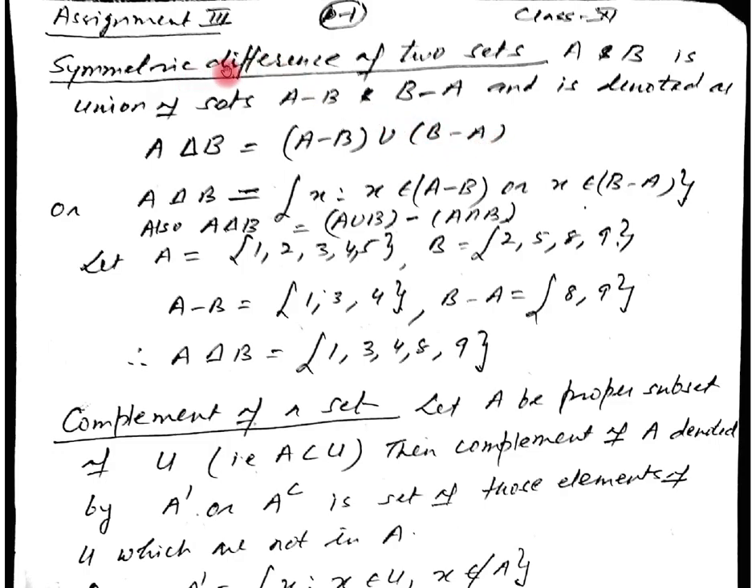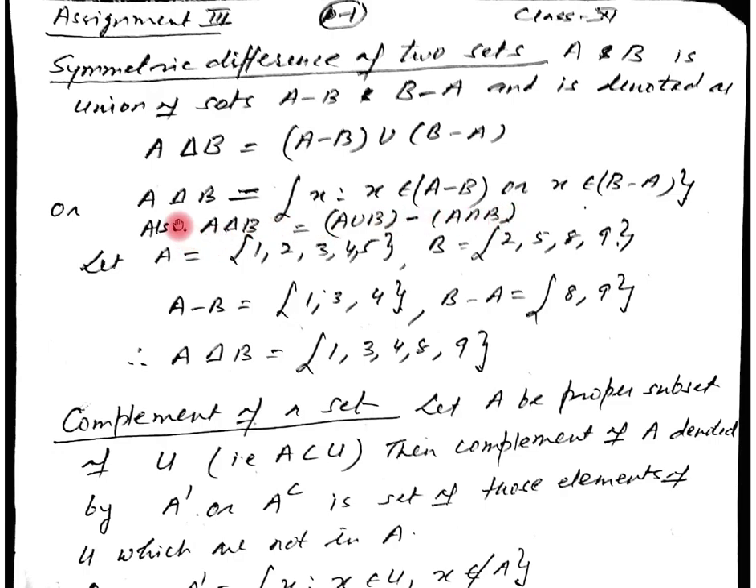The symmetric difference of two sets A and B is the union of the sets A minus B and B minus A, and is denoted as A delta B equal to A minus B union B minus A. It can also be written in the set builder form as A delta B equal to X, where X belongs to A minus B or X belongs to B minus A. It can also be written as A delta B equal to A union B minus A intersection B.